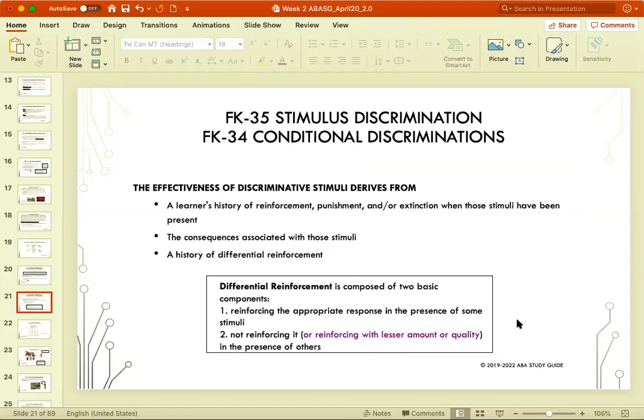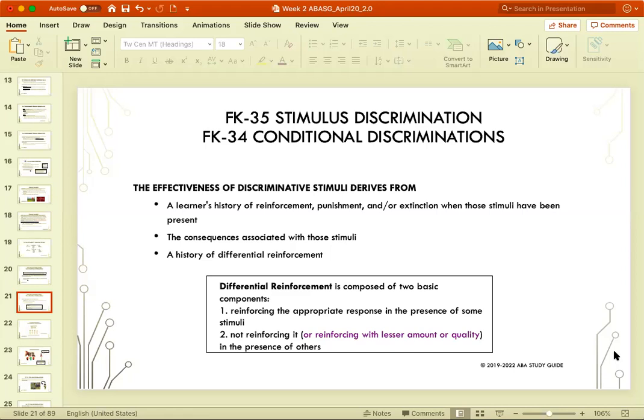So your S deltas do not mean that it's totally the absence of reinforcement or the absence of that response. It just has to be lesser quality. Brianna, every once in a while you were like, whatever, I know who she means, and you just answered, right? Over time, if you responded more often to your sister's name, let's say your sister is Brooke, then she's going to have less stimulus control because you come to Brooke 50% of the time. So you just need to make sure that it's reinforced in a lesser amount or quality.